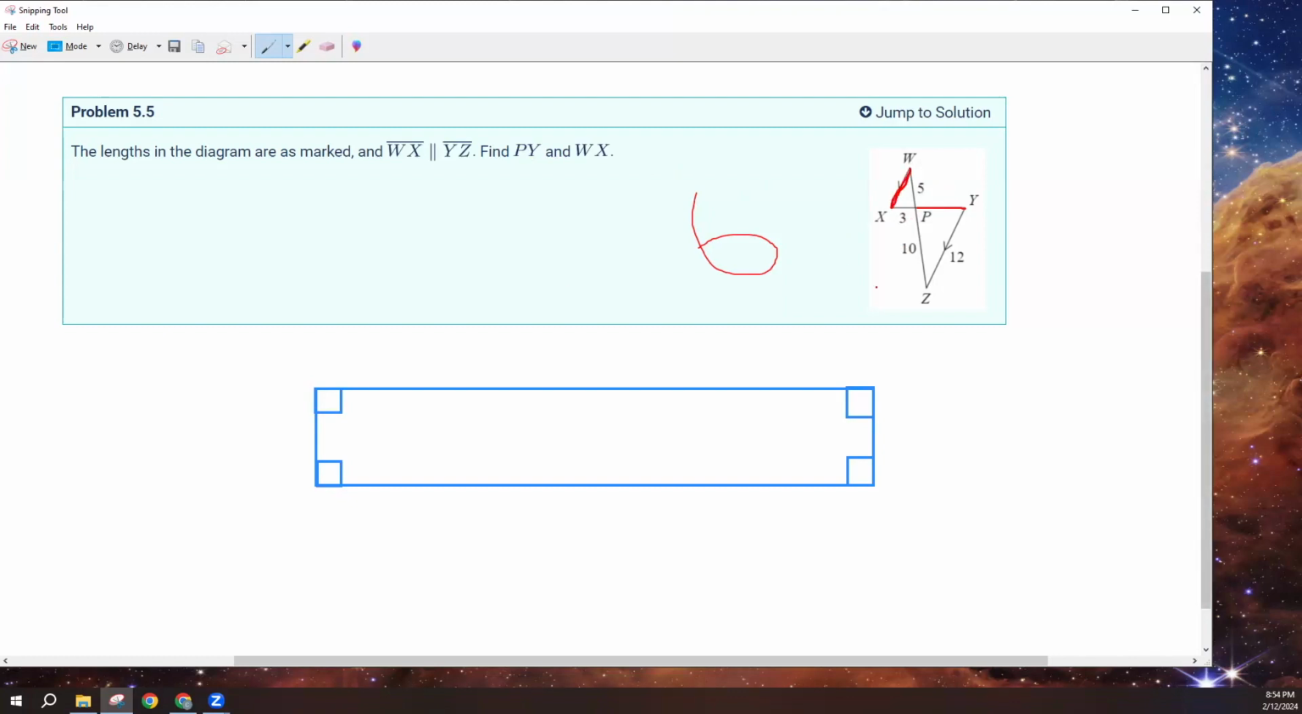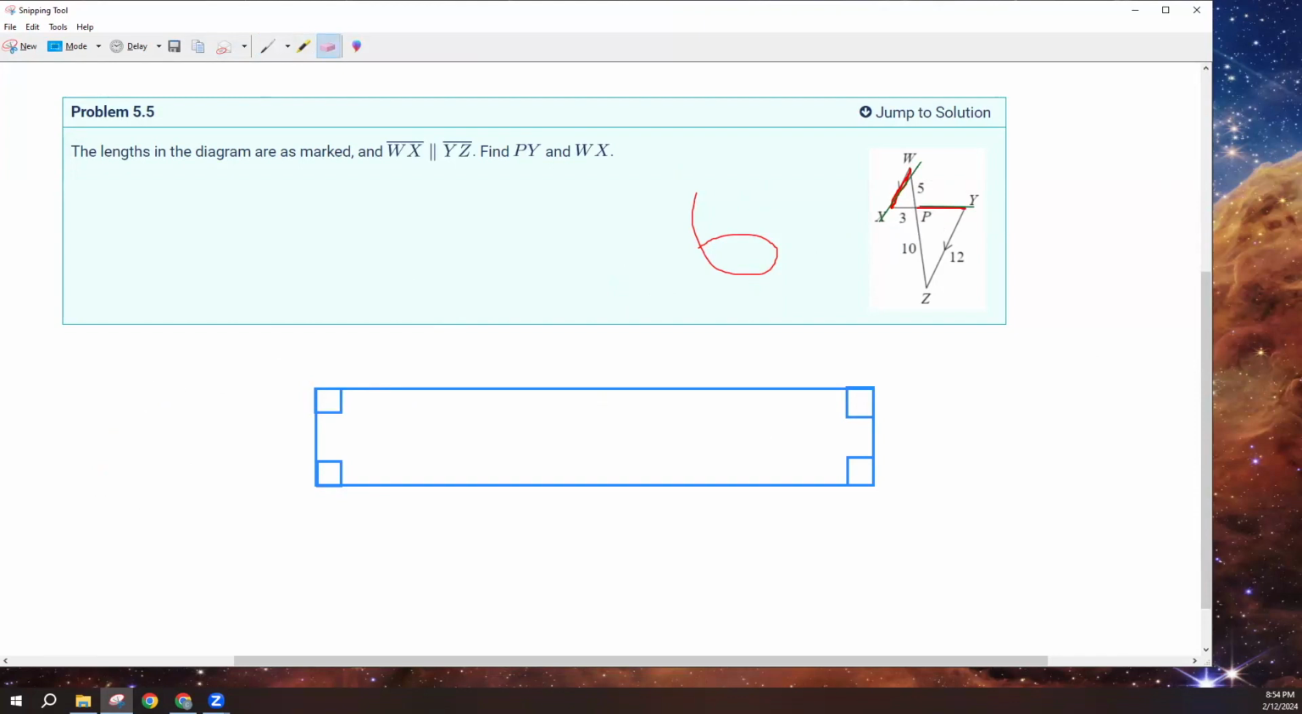So in some cases, we can look at, if I make a bigger version, oh, Nancy went to the bathroom, so I can't get her to erase that. But we have a couple of similar triangles here, and we know that they're similar triangles because of the angles inside here.